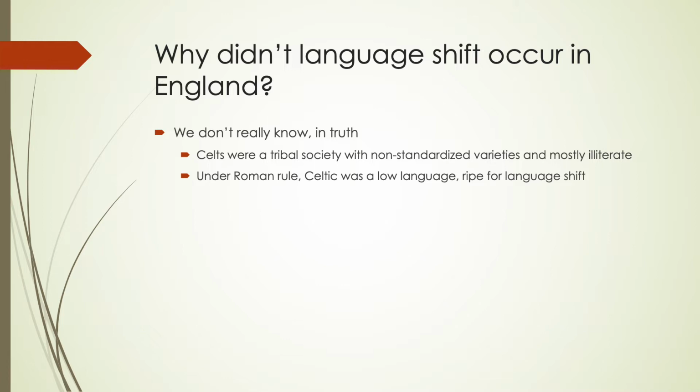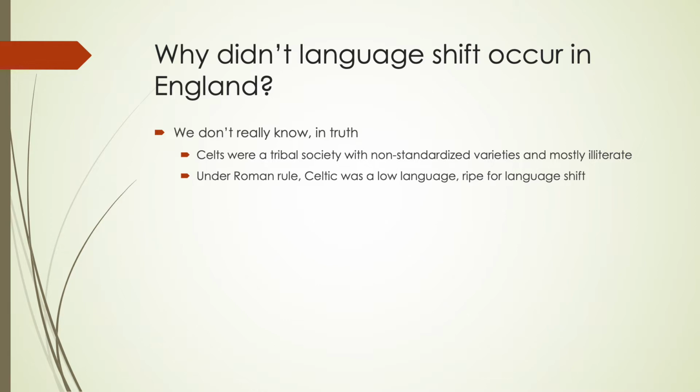So we do know that the Celts were a tribal society. They spoke a lot of non-standardized varieties. They were mostly illiterate. There wasn't a lot of writing taking place during this time period. And under Roman rule, where Latin was dominant, Celtic was a low language. So it's ripe for language shift. You would expect that because it was a language that wasn't in power, that it would be likely to be influenced more by Latin than it actually was.